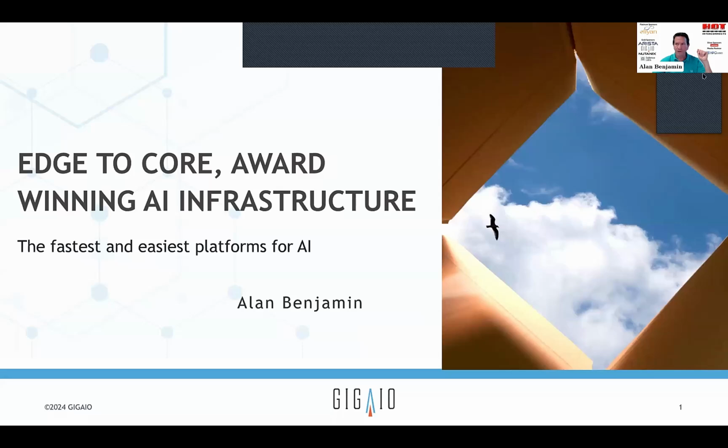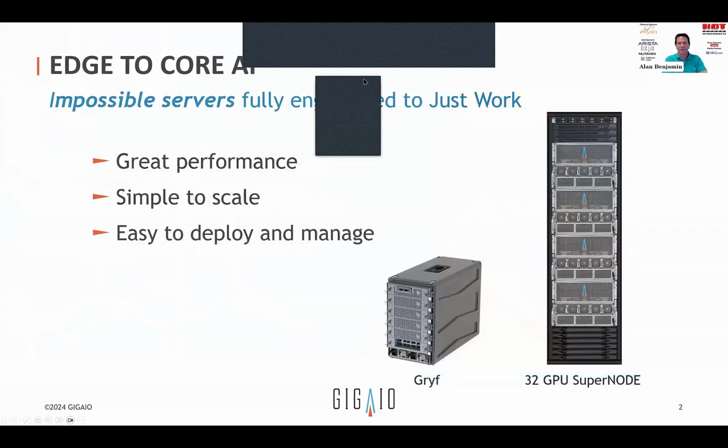Okay. So I'm going to give a brief overview of some of our products, including a new product that may surprise some people in terms of form factor. And we take our technology, which I'll talk about in a second, and we serve it up in the form of what we call impossible servers, really optimizing on great performance, very simple to scale, and very easy to deploy and manage. And we've worked all parts of the hardware and software stack so that in large measure, you literally roll them in, plug them in, and get going.